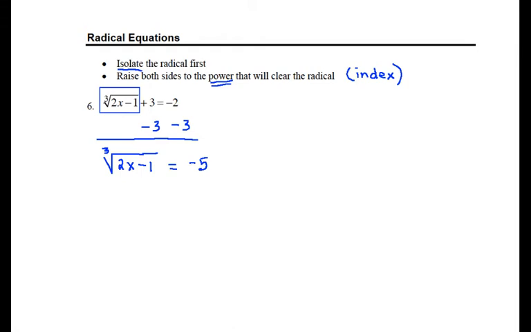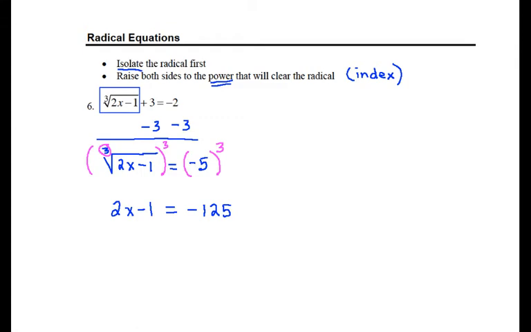Now, because the index of the radical is 3, I'm going to raise both sides of this equation to the power 3. So I'm cubing both sides of the equation. On the left-hand side, the index of the radical and the power undo each other, right? If we have a cube root raised to the power 3, what we get back is what was inside. So we're left with just 2x minus 1. On the right-hand side, I just have to cube negative 5, which gets me negative 125.